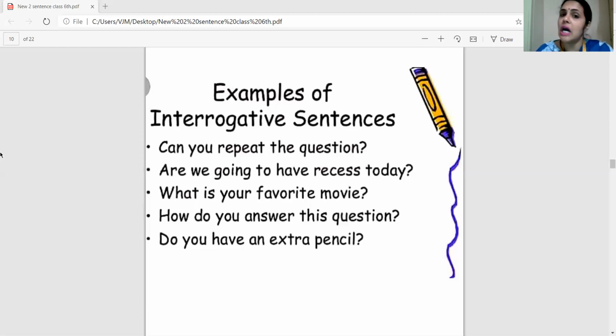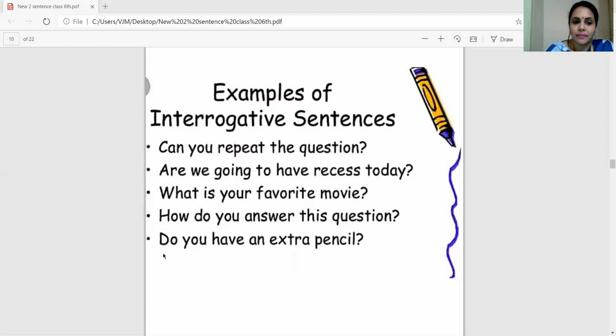That means the answer would be yes or no, with the same sentence followed. For example, if I take the first one, can you repeat the question? The answer could be yes or no. If I say yes, yes, I can repeat the question. No, I can't repeat the question.